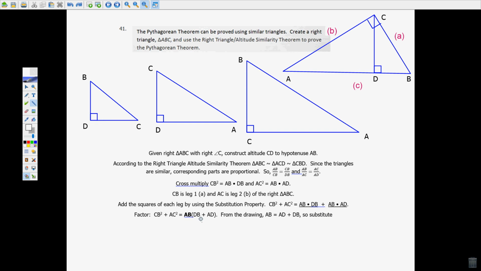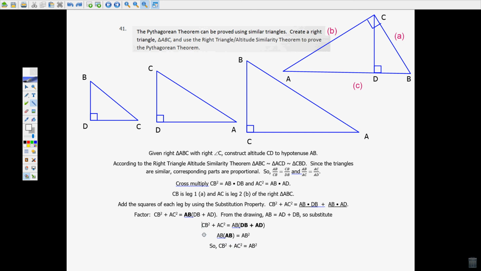So if you look back up at your drawing, something curious happens. DB plus AD is equal to AB, the hypotenuse of that original right triangle. So if you substitute in for DB plus AD the AB that it's equal to back here in your original triangle, your hypotenuse, you get AB times AB, which is AB squared. This is like amazing, actually.